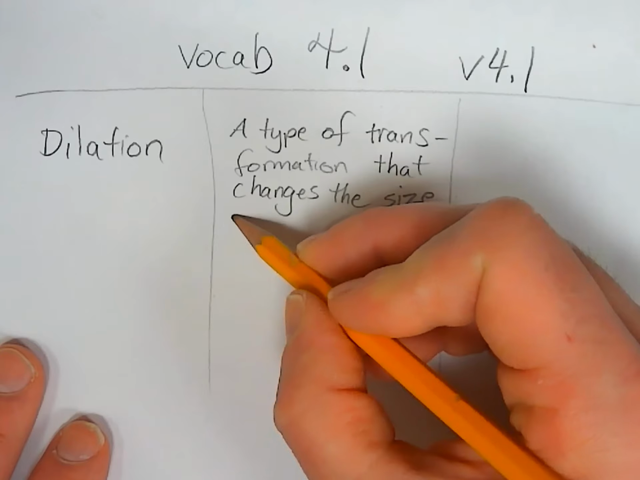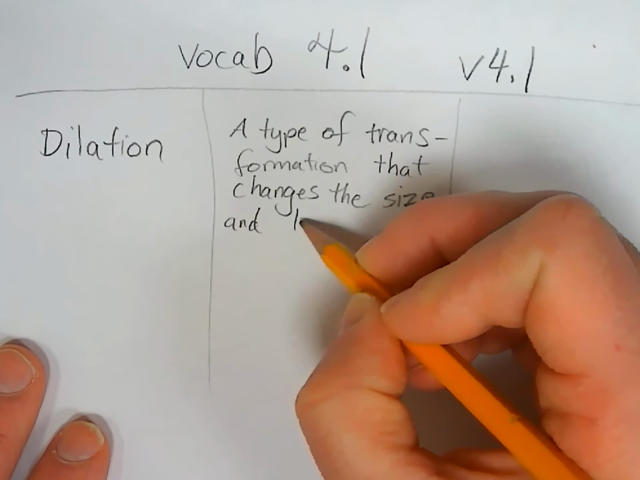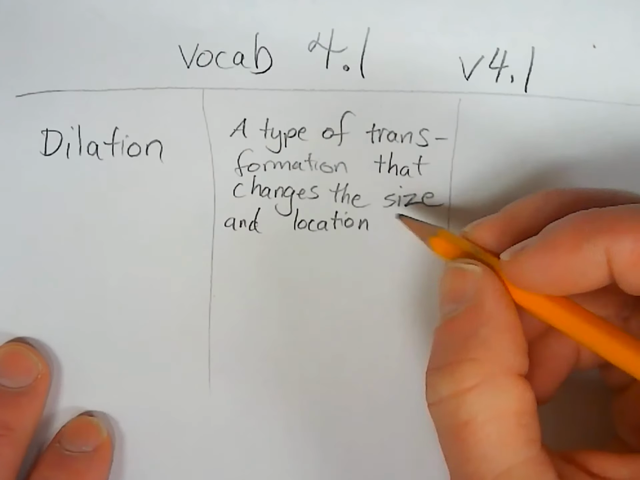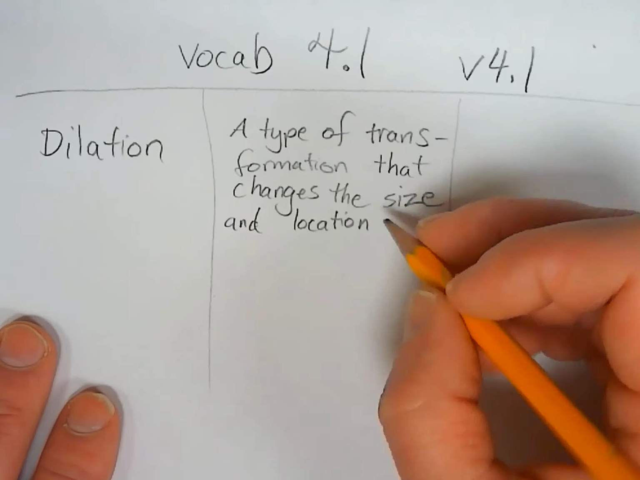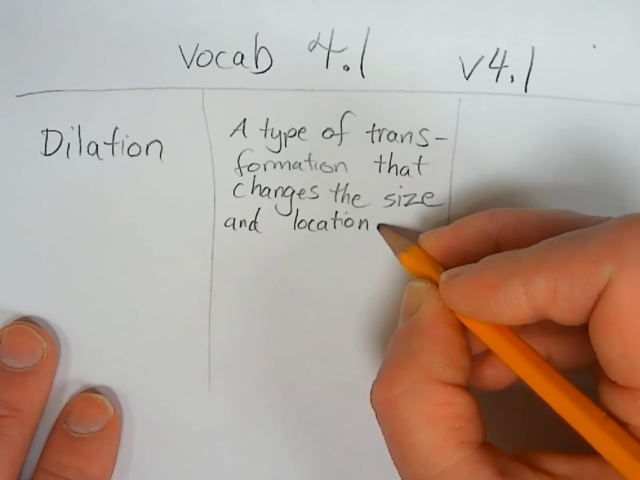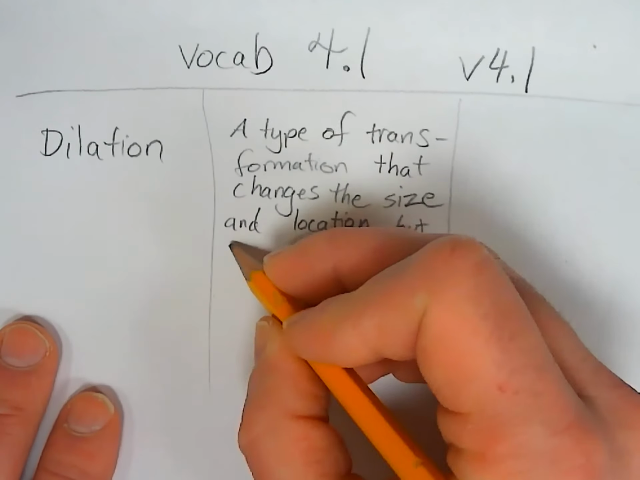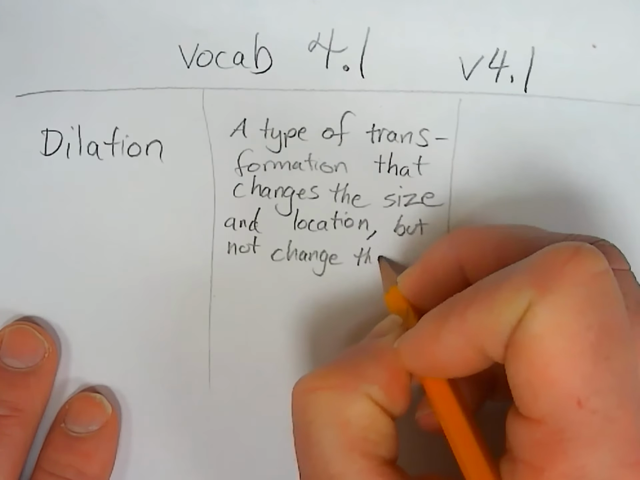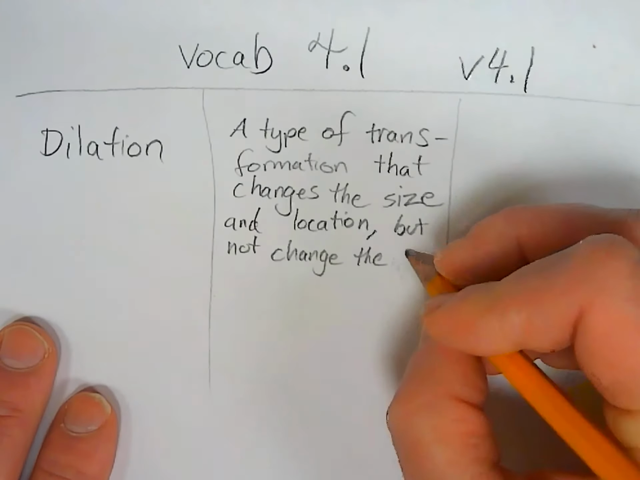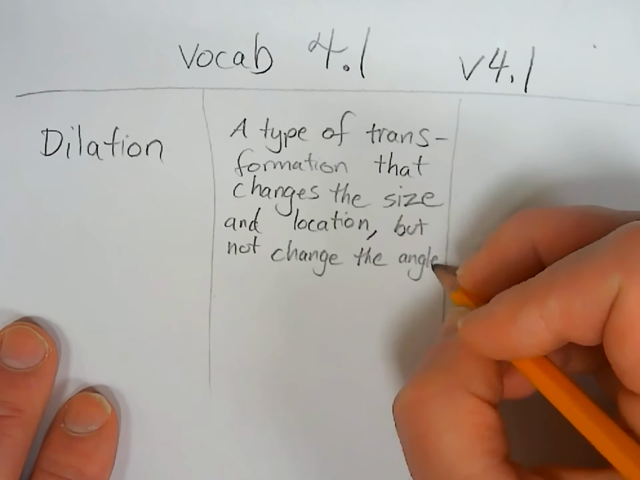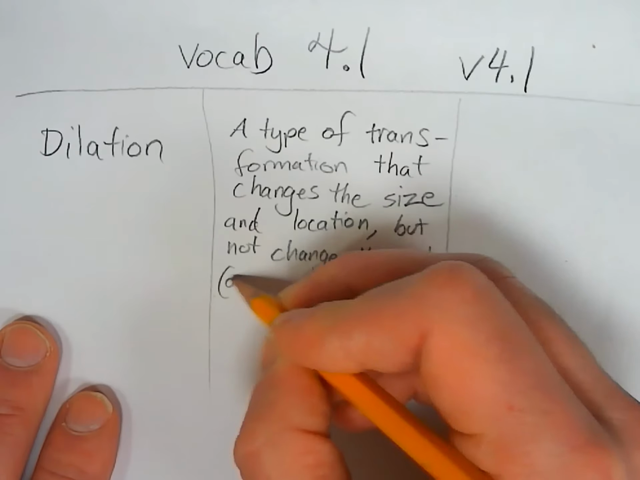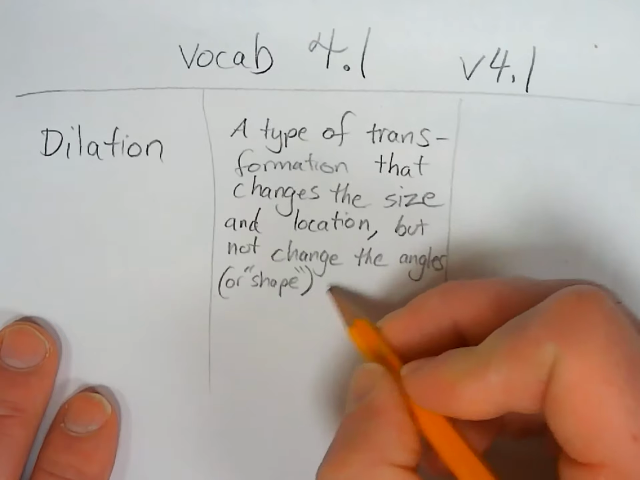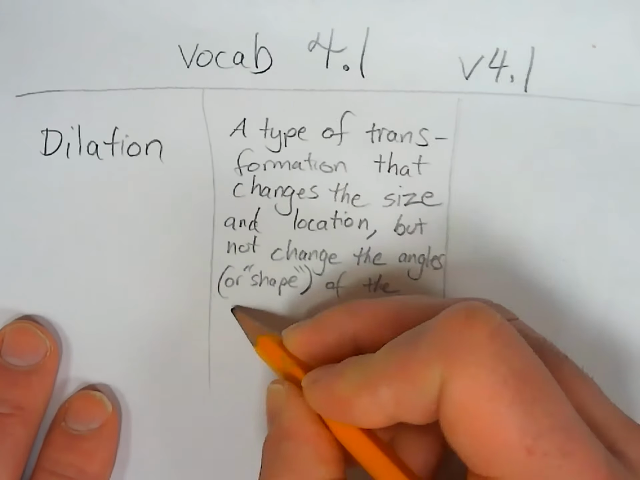Changes the size and location. I mean, it pushes things around. I mean, all transformations change the location, but it does change the location. It changes the size and location, but does not change the angles or shape of the preimage.